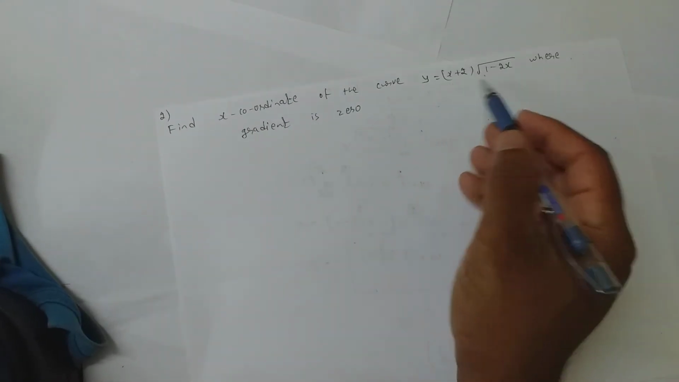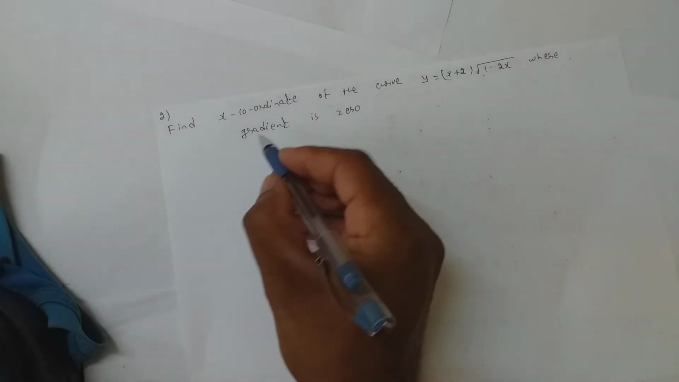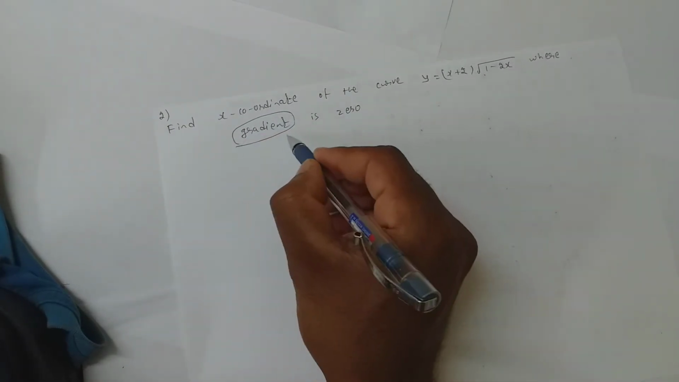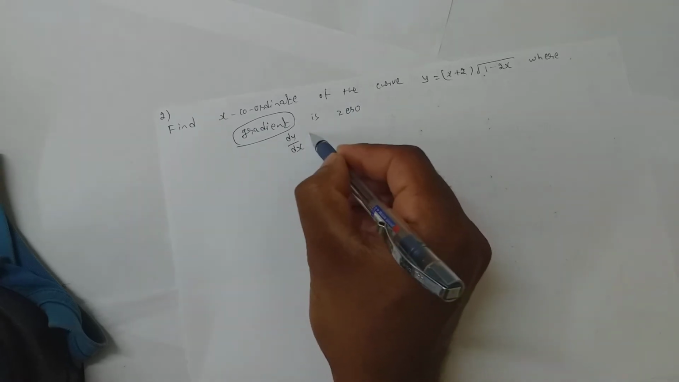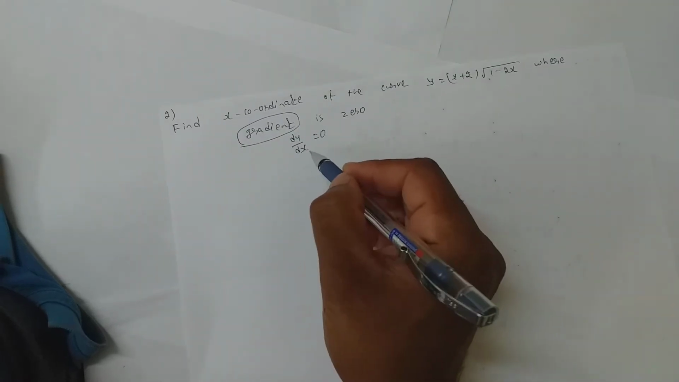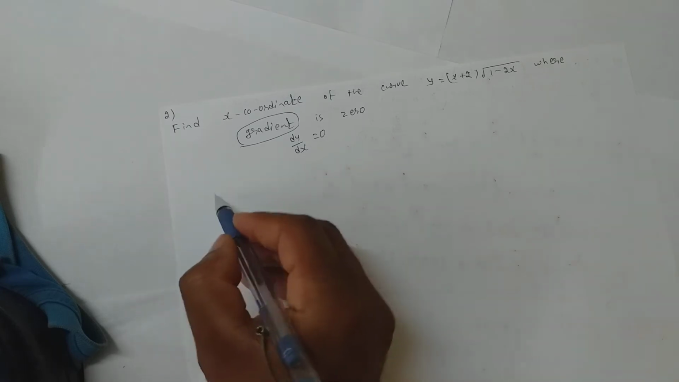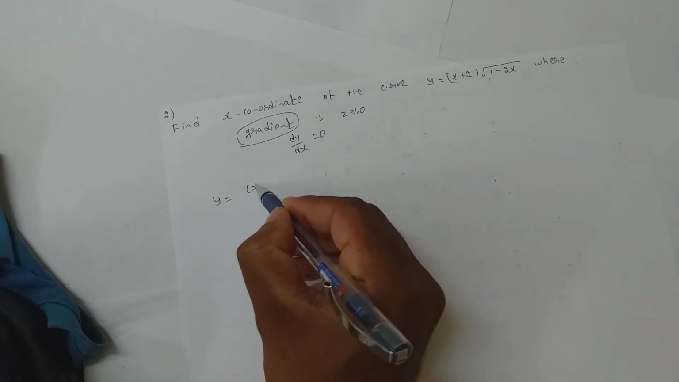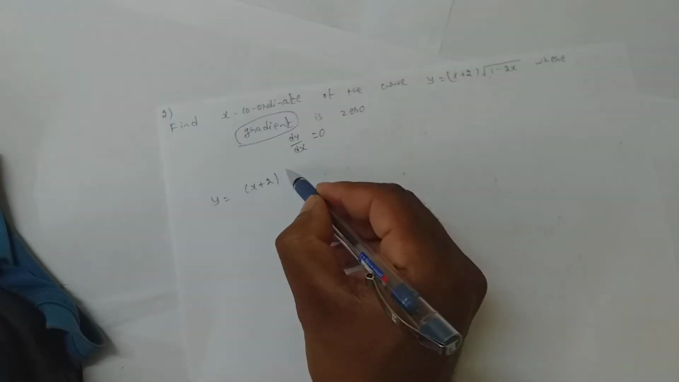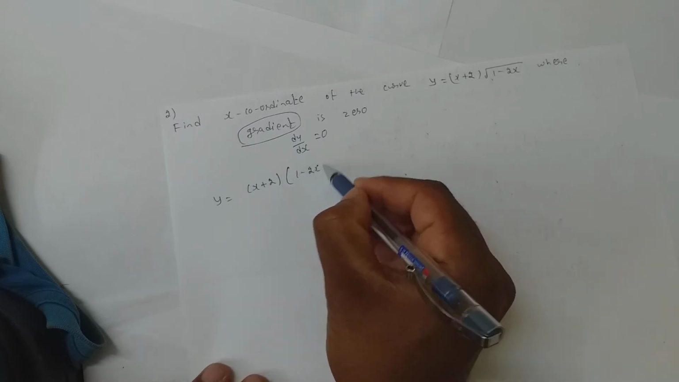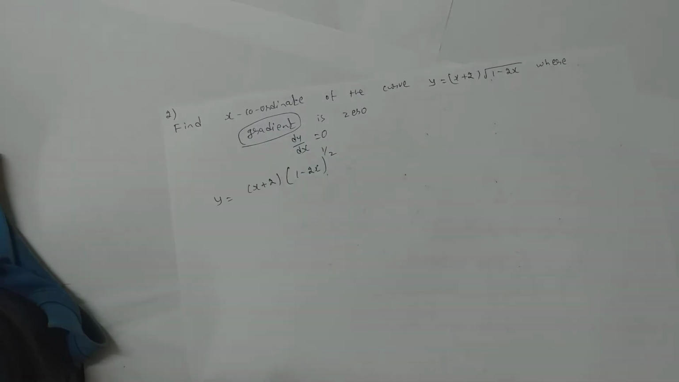Look at another sum of the same type. Find the x coordinate of the curve where gradient is 0. I need to find the x coordinates on the curve where gradient is 0. Gradient means dy by dx. For what value of x will my gradient be 0? Let us see, y equal to x plus 2 into square root, which can be written as 1 minus 2x power half.